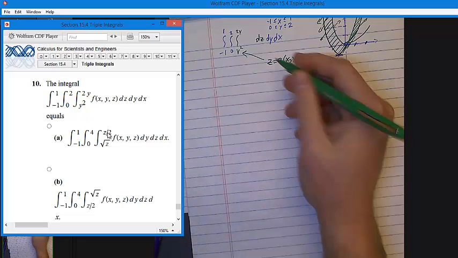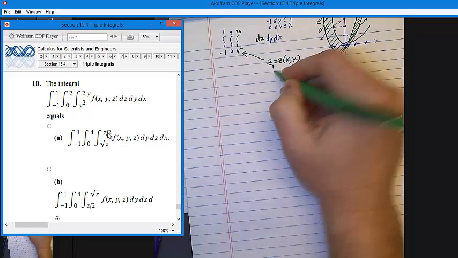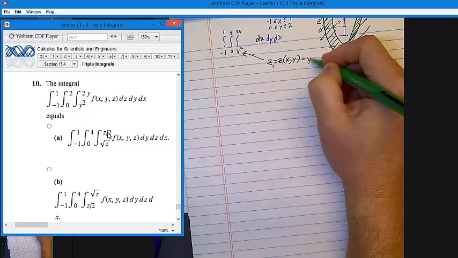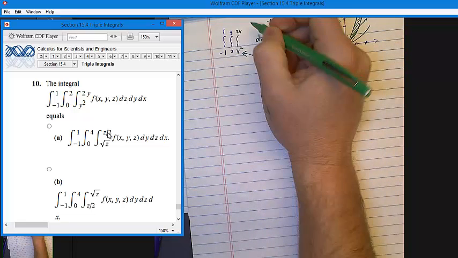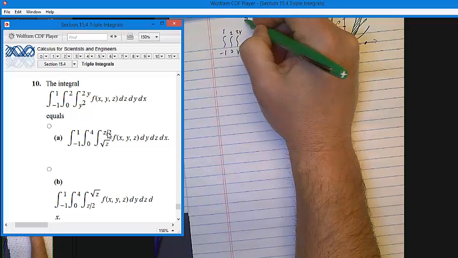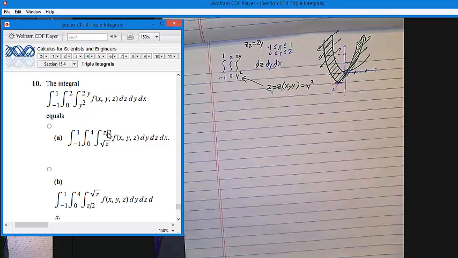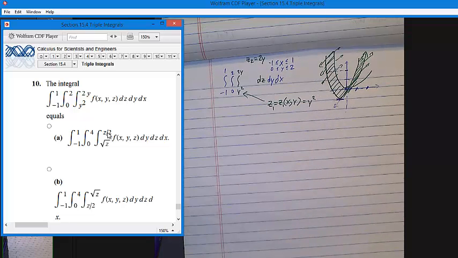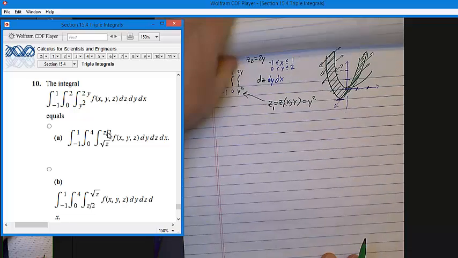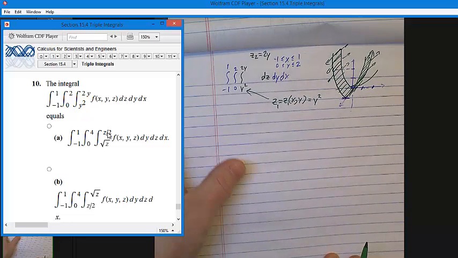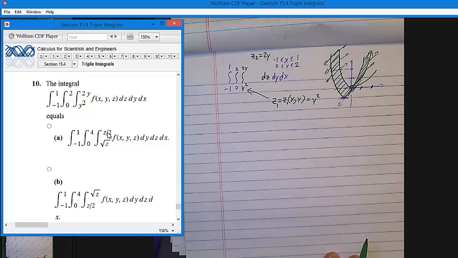So the lower bound, this was z1, let's say, was y squared. The upper bound, z2, is equal to 2y. What does that look like? What shape is it? Yeah, I moved it down a little bit. z2 equals 2y. It's a plane, yeah. The z has to be twice as big as the y.